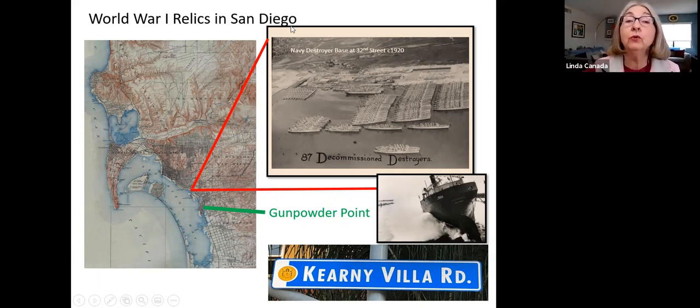So these are two of the relics of San Diego's involvement in World War I. Gunpowder Point, where the ships were built, the naval destroyer base, and the words itself, Kearney Villa Road, Kearney Mesa, those names derive from the location of Camp Kearney up in that great open space north of today's Route 52. So those names live on here in San Diego.